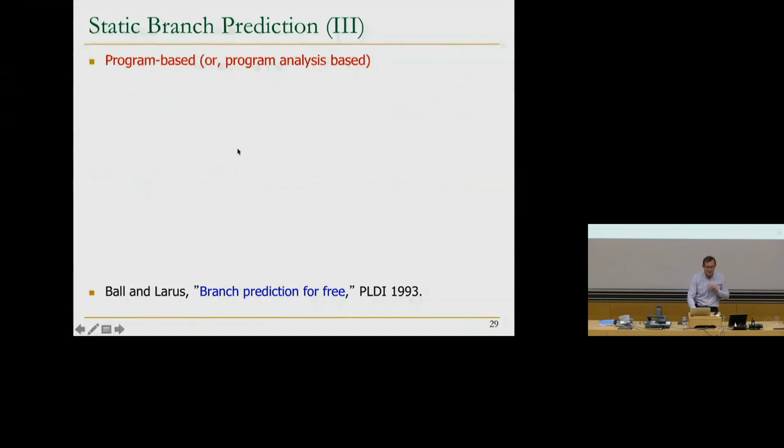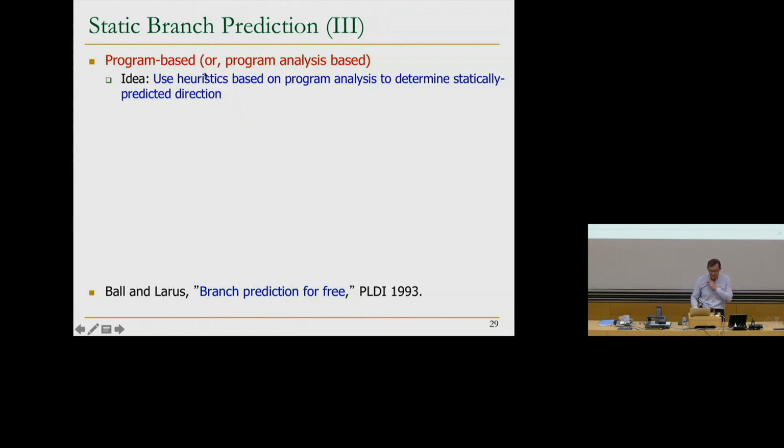So that's another interesting part. Basically, you can have static branch prediction that's program-based or program analysis-based. And this is a seminal paper by Tom Ball and Jim Larus. Jim Larus is the dean of the School of Computer and Communication Sciences at EPFL. He was at Microsoft Research before. So this is a very interesting work that says you can use heuristics based on program analysis to determine the statically predicted direction.